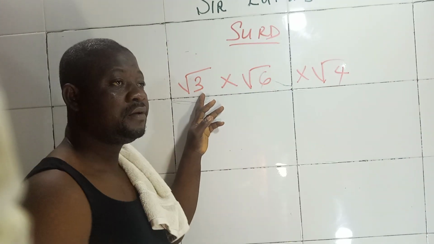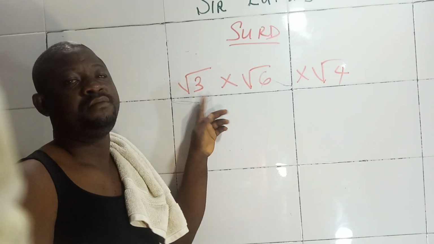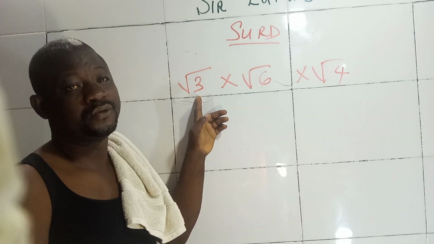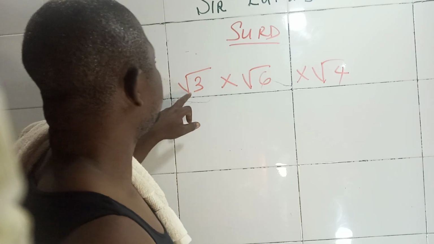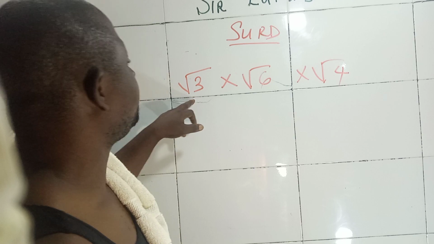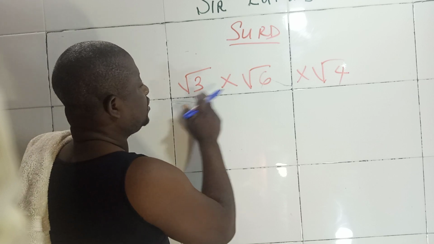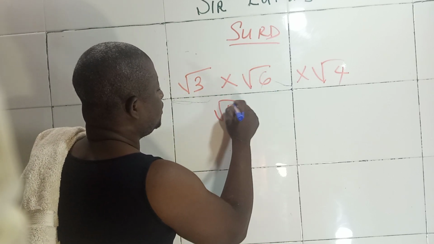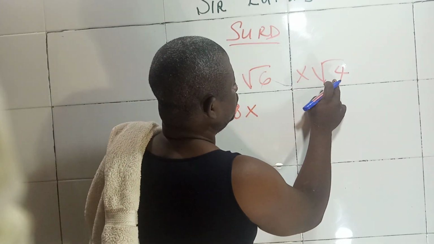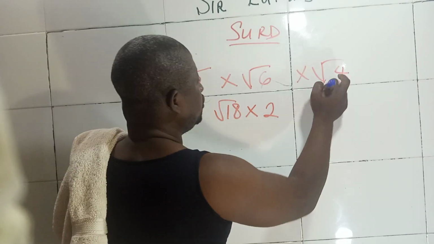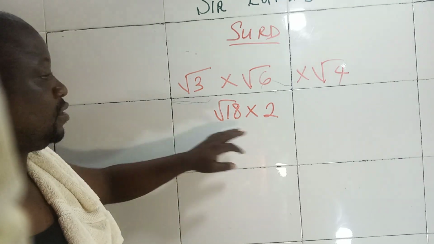First, is root 3 a rational number or an irrational number? It's an irrational number, a surd, because it does not have a perfect square root. It does not have a whole number as a result by the time you find the square root. So the root of this number will multiply the root of this number. If I say root 3 times root 6, that means 3 times 6, and that is what? Square root of 18, times, look at this one, square root of 4 is 2. So because it's a rational number, you can still re-express this because this is not the end.